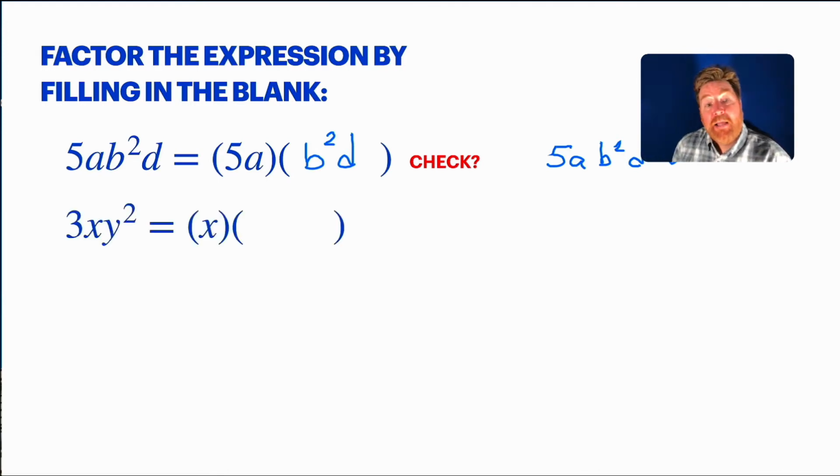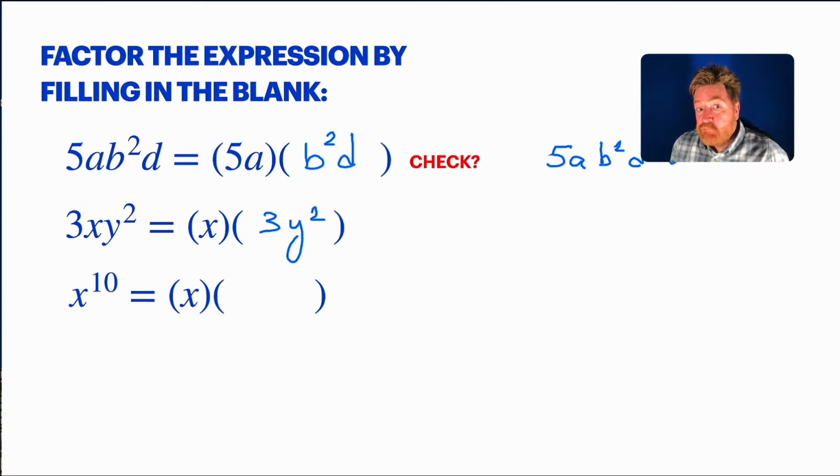How about 3xy squared? And one of the factors is x, and we want to figure out the companion factor. So we pulled out the x. What's left? Well, I see a 3 and a y squared, right? And if we multiplied those two back together, we'd have to do a little bit of commuting to end up, but we would end up with 3x y squared. We're good. Got it. Good factoring.